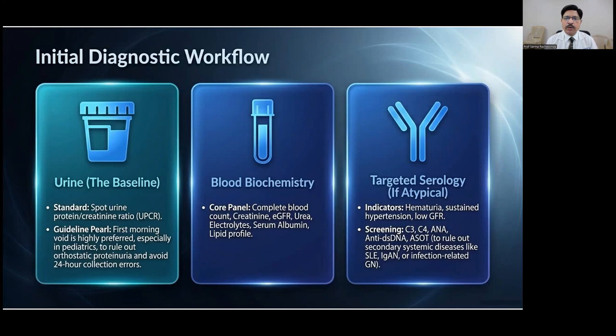Targeted serology, what do I do? Look for hematuria, sustained hypertension, and low GFR. Screening: complement 3, complement 4, ANA antibody, anti-double-stranded DNA, ASOT, that is anti-streptolysin O titer, to rule out secondary systemic diseases like SLE, immunoglobulin A nephropathy, and infection-related glomerulonephritis.